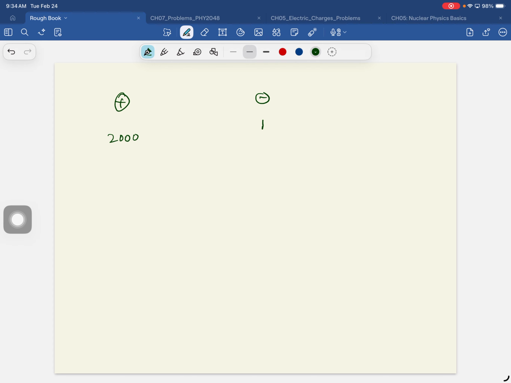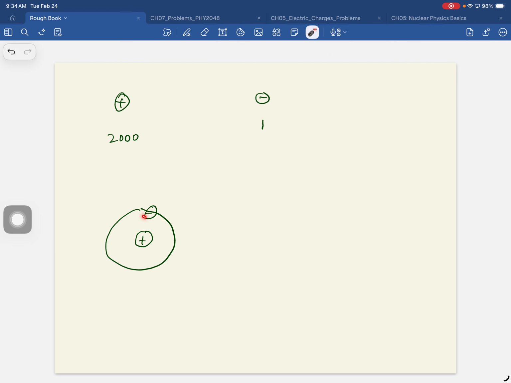So we bought them at the store, and now we'll make a bound state out of it. We'll make a hydrogen atom out of it. A bound state means this electron is bound to the proton. He's going around the proton. He's not running away.